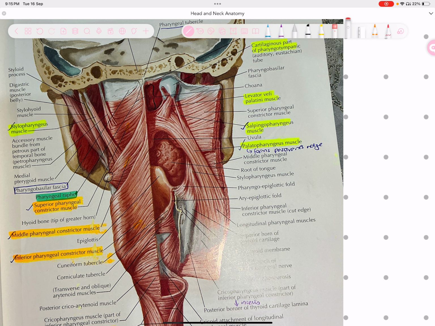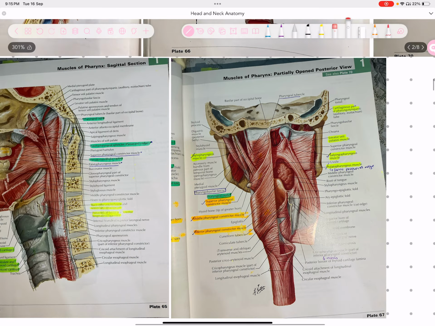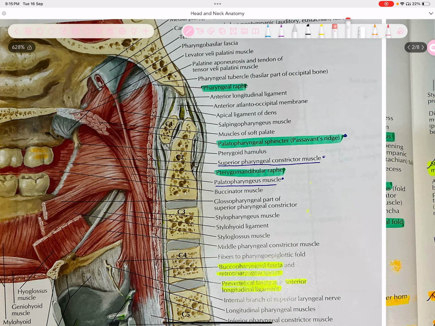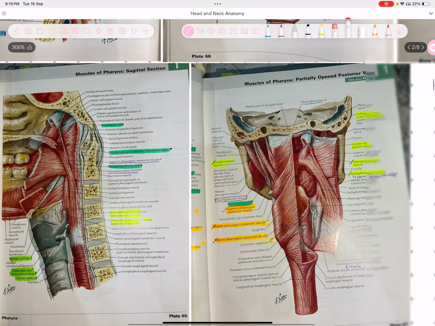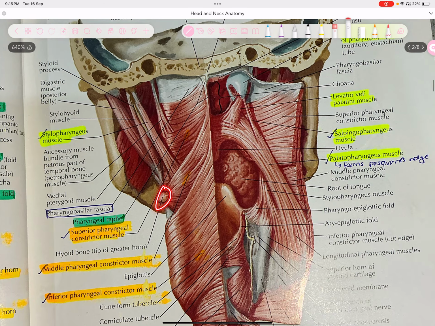And origin, I've already told you, the constrictor muscles have a lot of origins. The superior constrictor begins from the medial pterygoid plate, then the pterygoid hamulus, then the pterygomandibular raphe, and then the mylohyoid line of the mandible. Then the middle constrictor originates from the greater and lesser cornu of the hyoid bone and the lower part of the stylohyoid ligament.